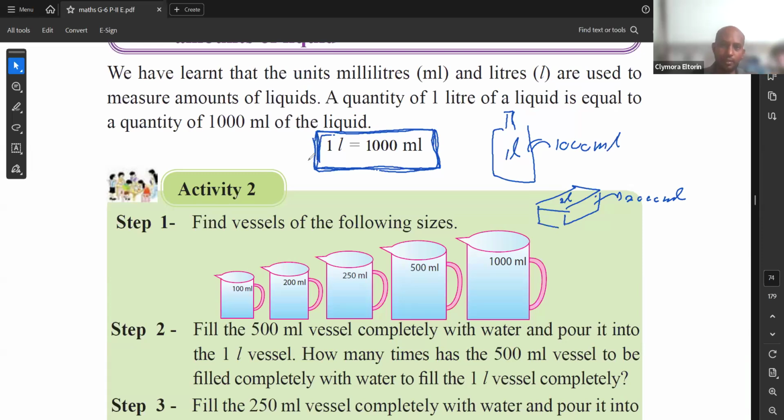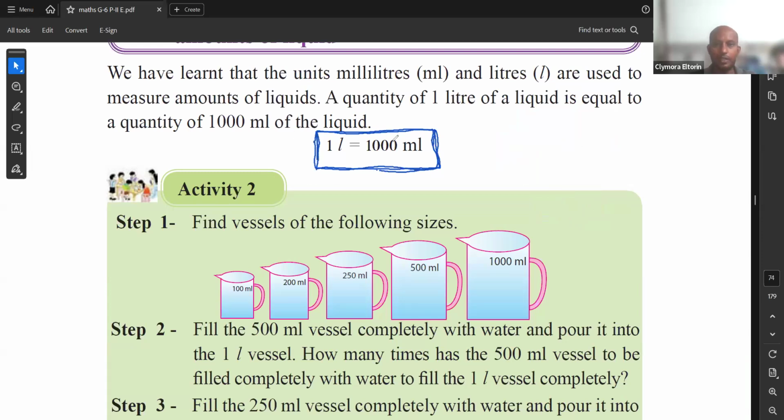So first of all, copy this one. What does it mean? 1 liter equals how many milliliters? 1000 milliliters. Now we are going to convert liters into milliliters and milliliters into liters.